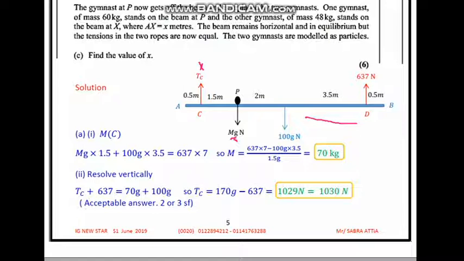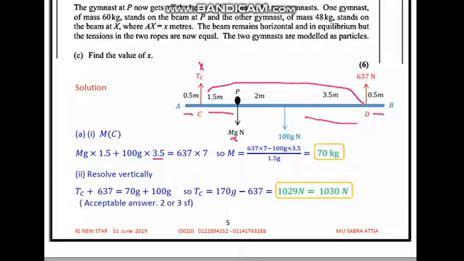mg downward, 100g downward, and 637 upward. So we can write mg multiplied by the distance, which is 1.5, plus 100g multiplied by the distance from C to the midpoint, which is 2 plus 1.5, which is 3.5, equals 637 multiplied by the distance from D to C. The total length was 8. This part is half and this part is half. So CD will be 7, half and half is 1, as you know.